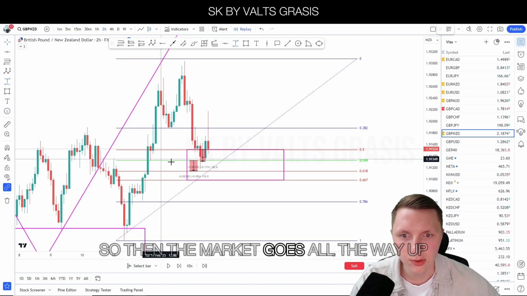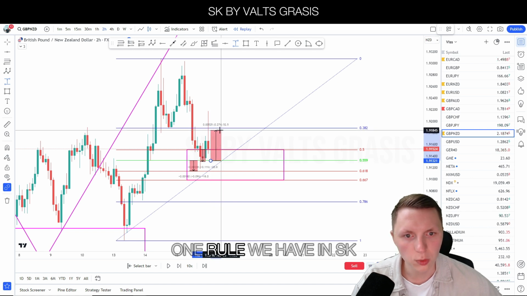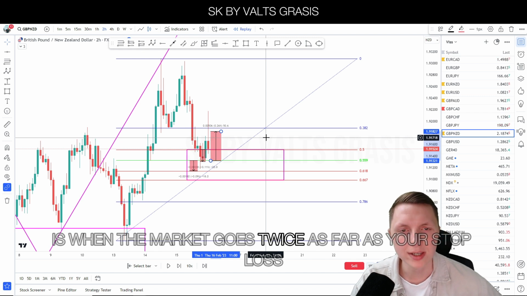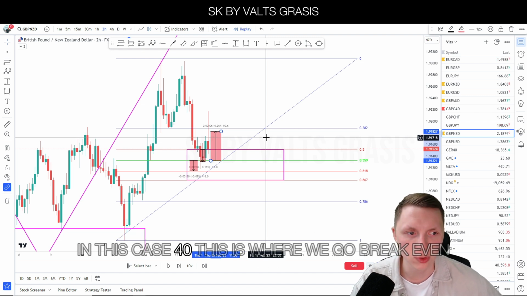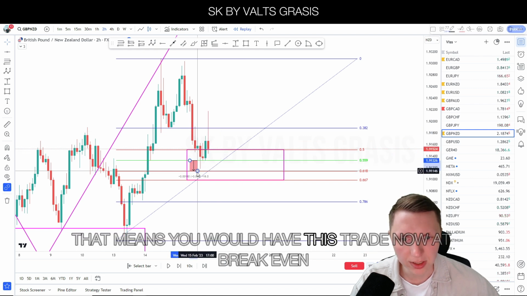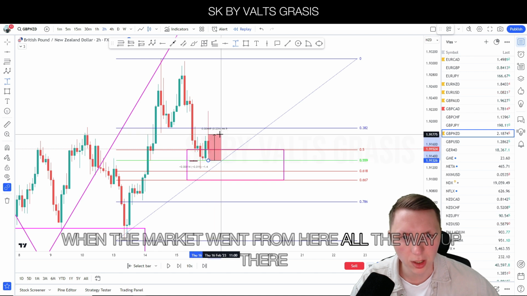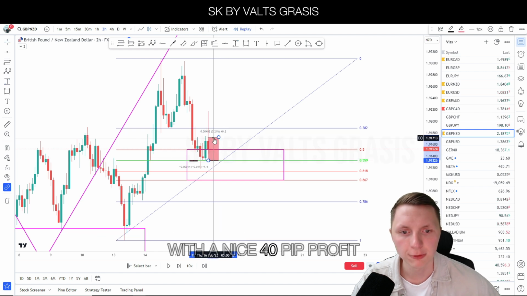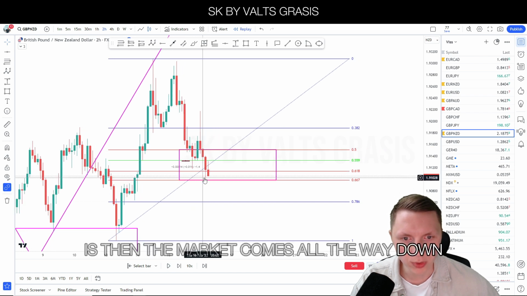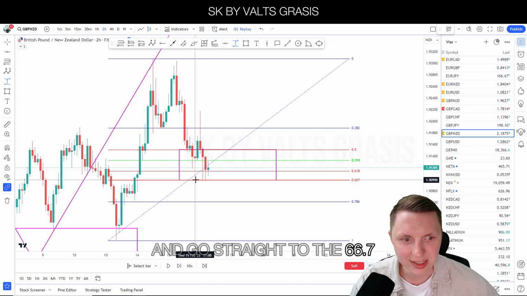Then the market goes all the way up. And this is, guys, when you take note, one rule we have in SK: when the market goes twice as far as your stop loss, in this case 40, this is where we go break even. That means you would have this trade now at break even at this point, when the market went from here all the way up there with a nice 40 pip profit. What happens next is the market comes all the way down, so it stops you out at break even and goes straight to the 66.7.